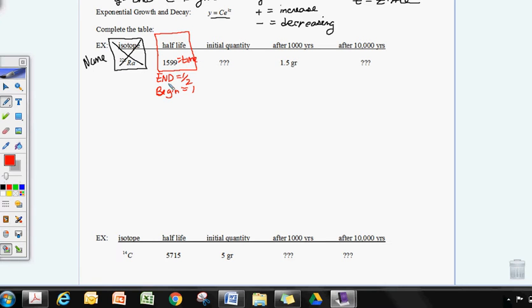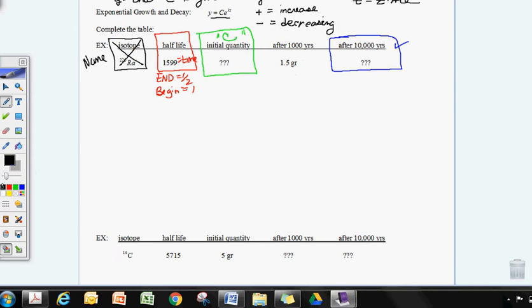So we're going to do some work with this. One of the next things we're asked to do is find this initial quantity. This initial quantity is my C value, so I've got to figure out how to solve for C. And the last thing it's going to ask, after we have our equation, is can you figure out how much it has left after 10,000 years if after 1,000 years it has 1.5?